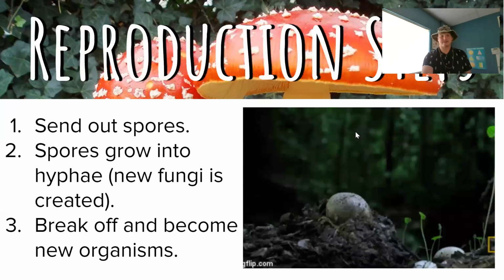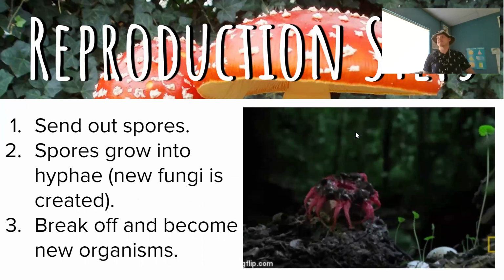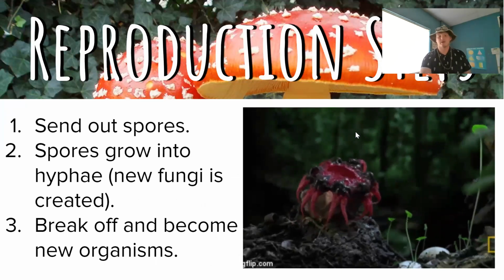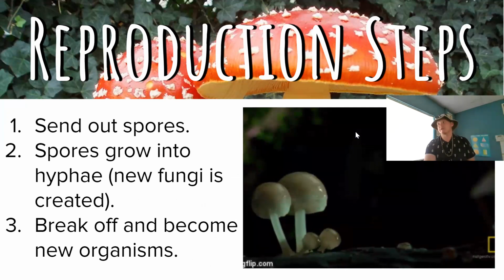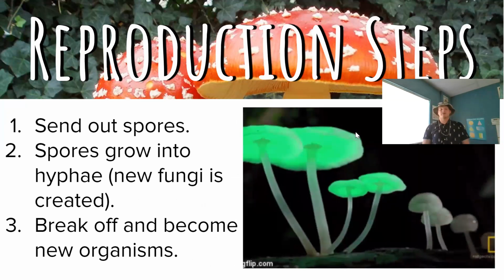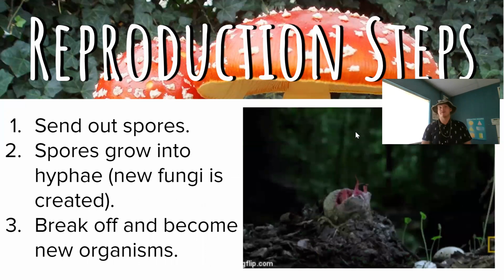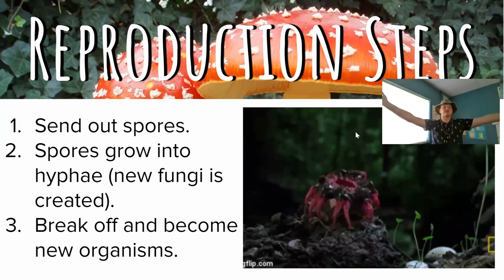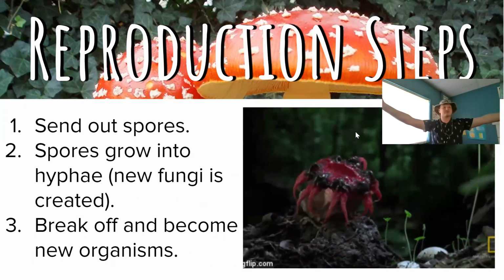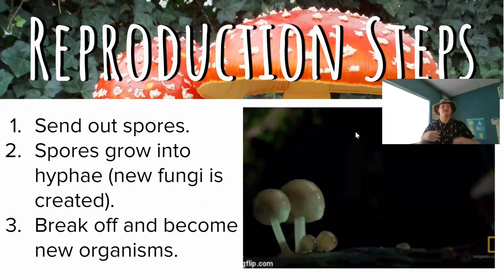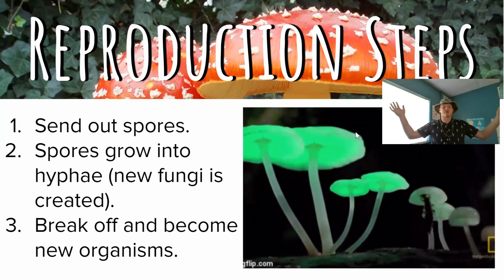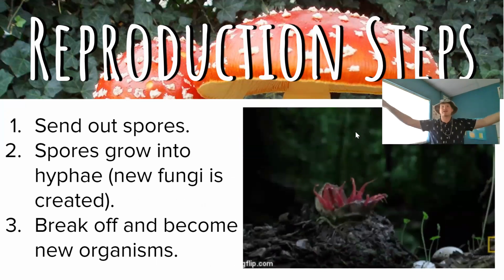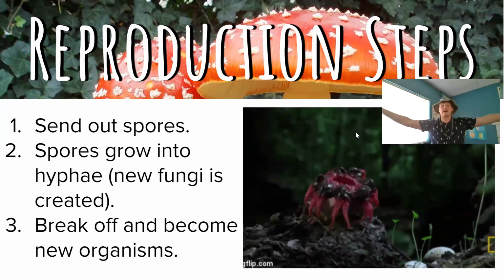Okay, this is my last slide. So the steps of reproduction. First step is you send out the spores. So like Madeline said, they make babies. From the gills, they send out the spores, and the spores can float in the air, in our air particles.